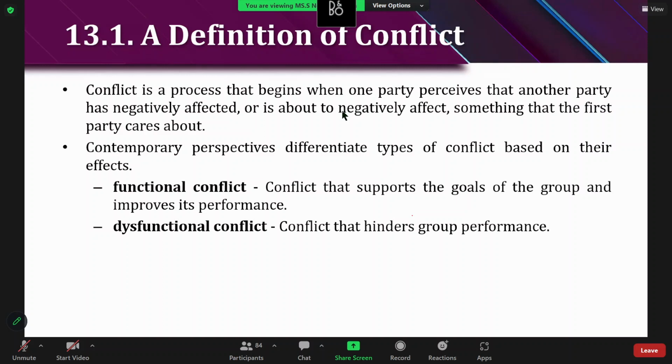So functional conflict, in the sense that even though the conflict is there, even though there is disagreement and different points of view, the outcome or the result of that conflict would be beneficial for the organization, or maybe beneficial for the group or the parties. So if a conflict is of such a nature, we can call it a functional conflict. That means it will improve the performance. It will improve the group performance or maybe the organization performance.